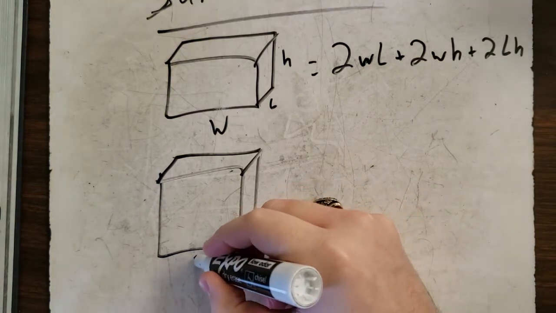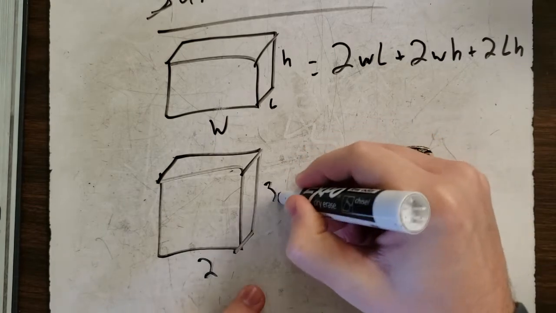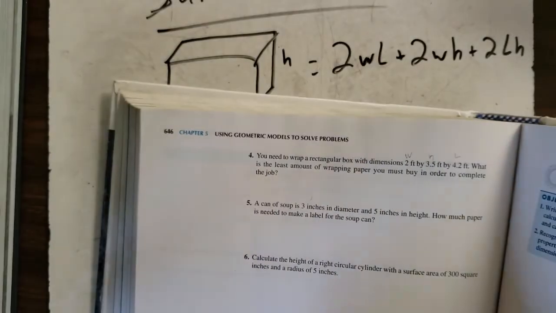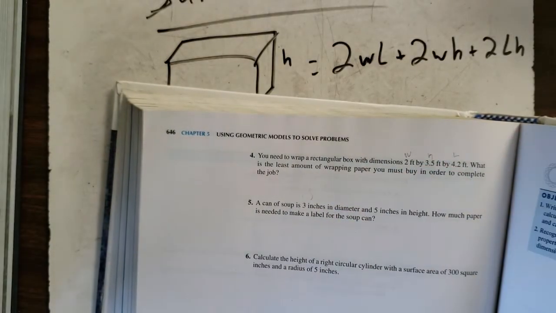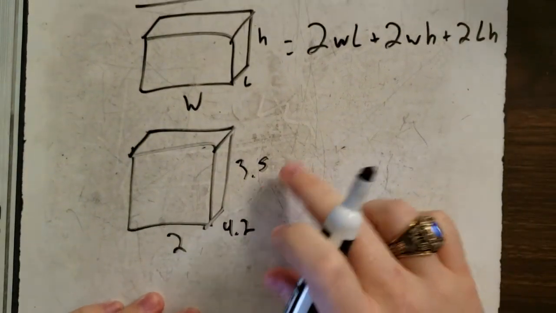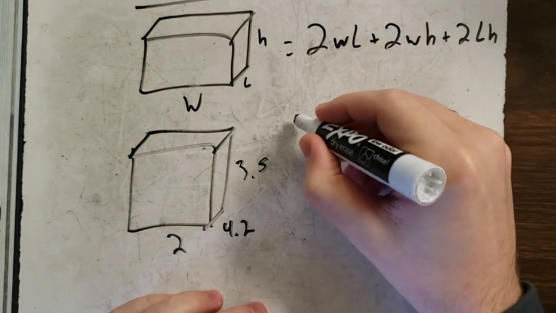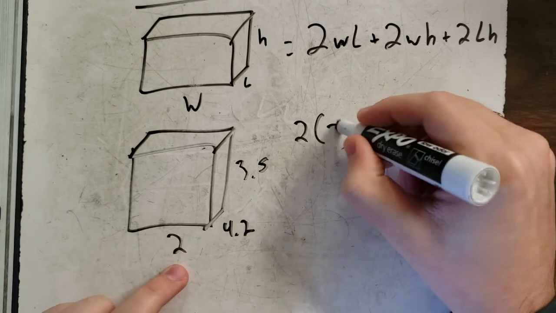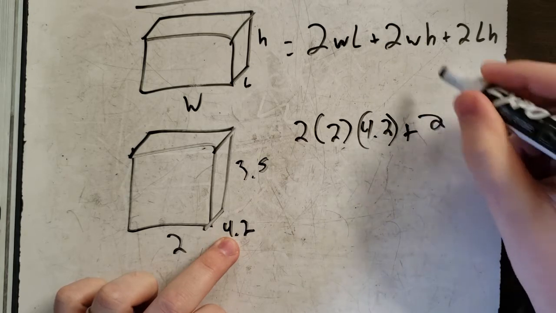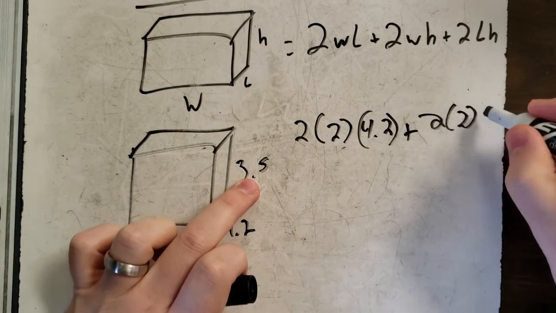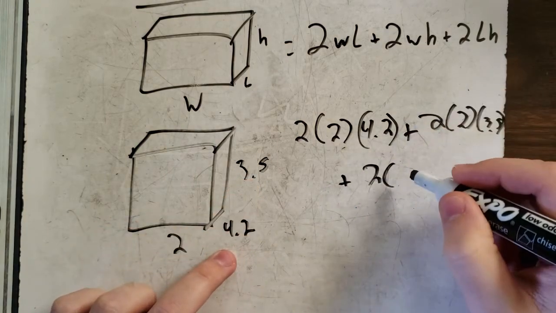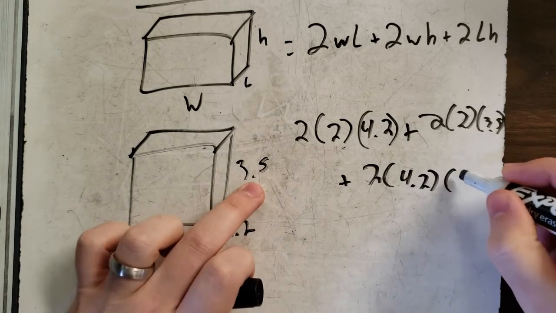we got 2 feet is our width, 3.5 is our height, and 4.2 is our length. And that's what we got right here. 2, 3.5, and 4.2. Now we just plug in the formula and solve. So we plug this in our formula here, right? So we got 2, and then the width is 2, and the length is 4.2, so we're multiplying all those, plus 2 times the width again of 2 and the height of 3.5, plus 2 times the length of 4.2 times the height of 3.5.